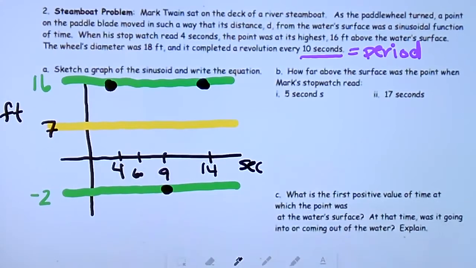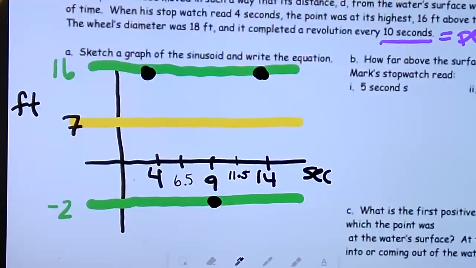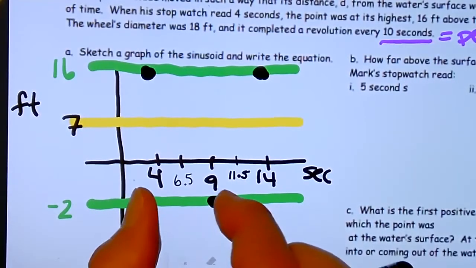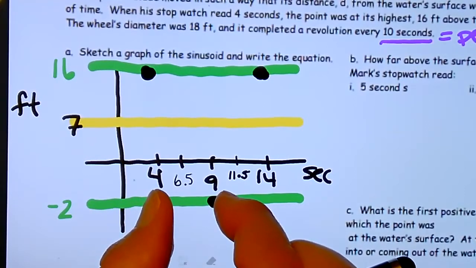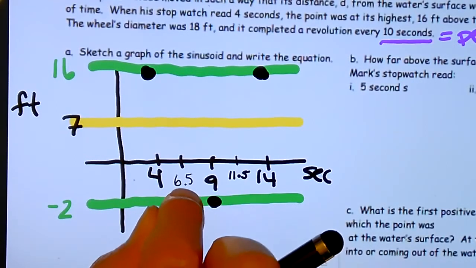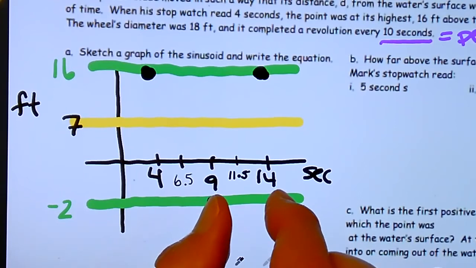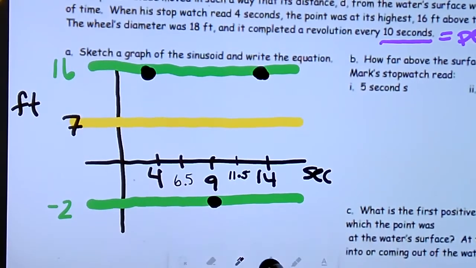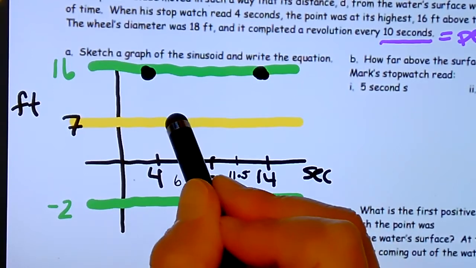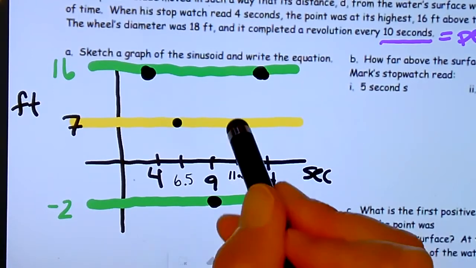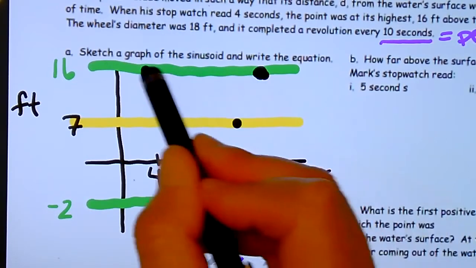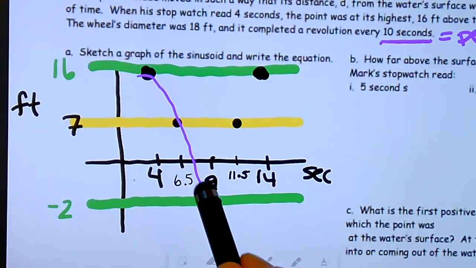Let me zoom in for a sec. Okay, so again, what I did was I added these together, 13 divided by 2, 6.5. I added these together, 23 divided by 2, 11.5. So that's where those values would be. At 6.5, I'm going to be at the middle, and at 11.5, I'm going to be at the middle. And I'm going to draw my graph. Okay, there's my graph.